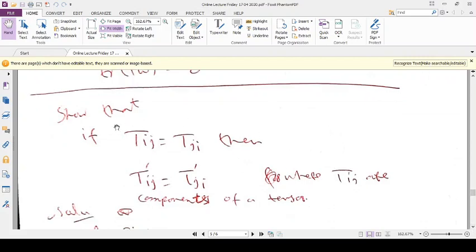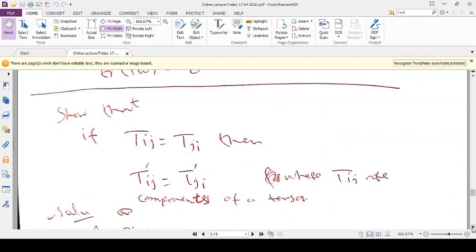Now we know that T is symmetric if T is equal to T transpose, and we have this type of property. Now we have to show that if Tij equals Tji, then T prime ij equals T prime ji, where Tij are components of a tensor. So what does this mean? If a tensor is symmetric with respect to basis ei, then it will remain symmetric with respect to basis ei dash. That change of basis will not change its property.